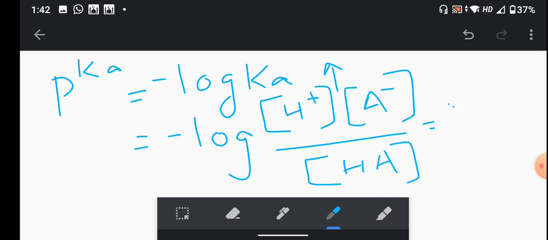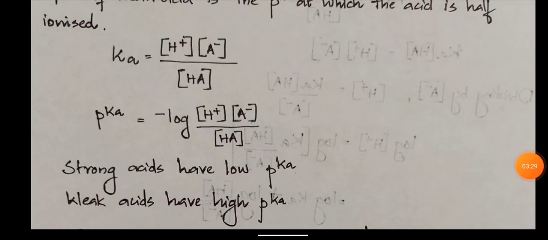So what will happen to the value of pKa? The pKa will decrease. When the H plus concentration increases, the pKa value will decrease. Correct. A strong acid will have low pKa and weak acids will have high pKa. Hope it's clear. So pKa is the negative logarithm of H plus concentration into A minus concentration divided by the concentration of HA. Strong acids have low pKa and weak acids have high pKa.